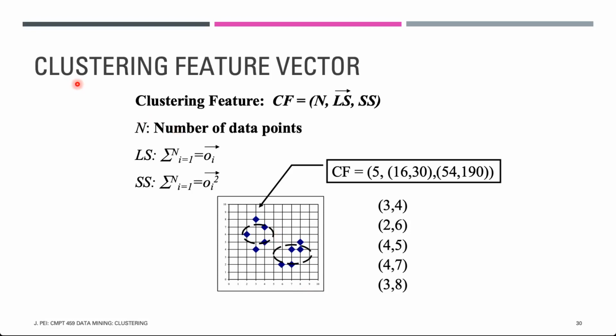For each cluster, we can form a clustering feature vector. The vector is very simple. It contains three different components. One is n, the number of data points. The second is LS, which is the sum of the vectors of those points assigned to this cluster. And SS is the sum of squares of those objects assigned to this cluster.